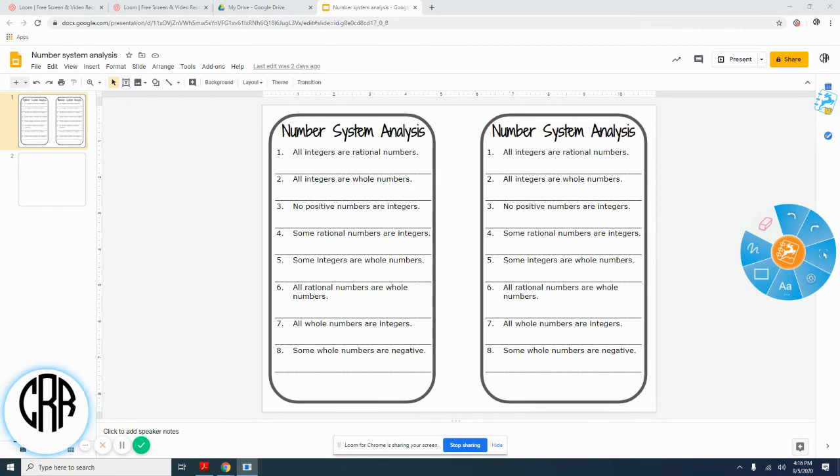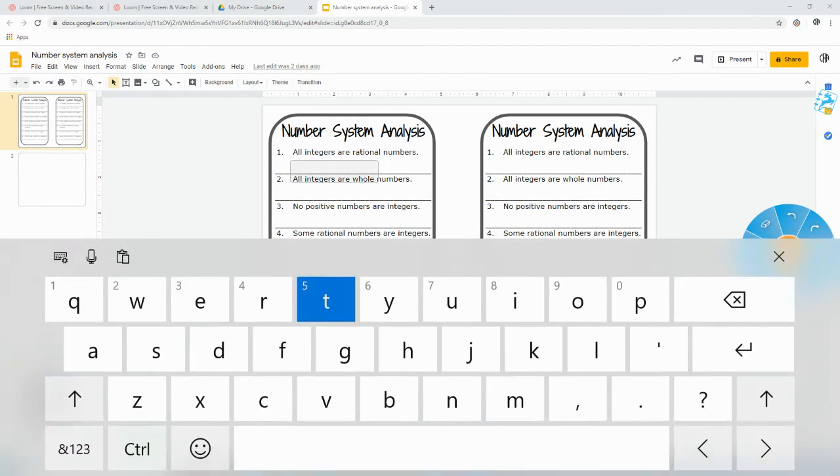So number 1 says all integers are rational numbers. Well, the definition that we just wrote down says all numbers are rational numbers. So are integers included in all numbers? And the answer to that is true. So we're just going to write true.